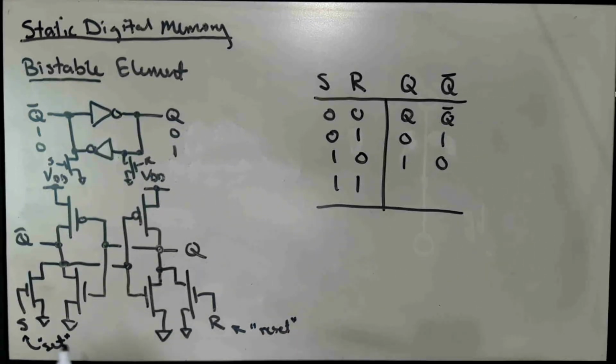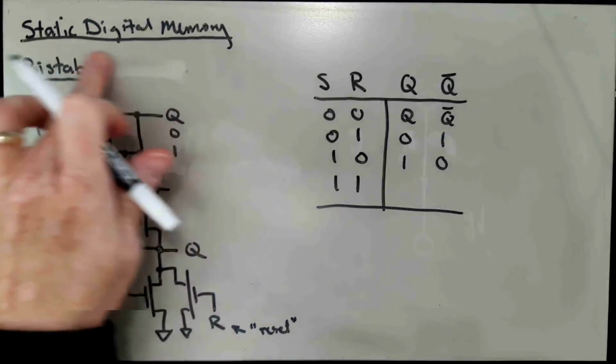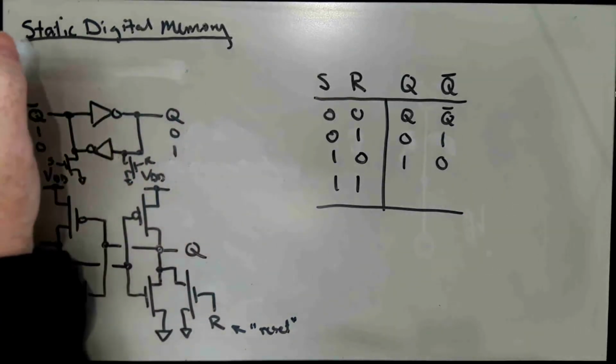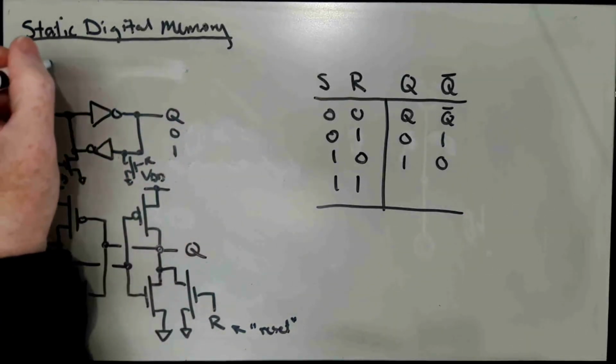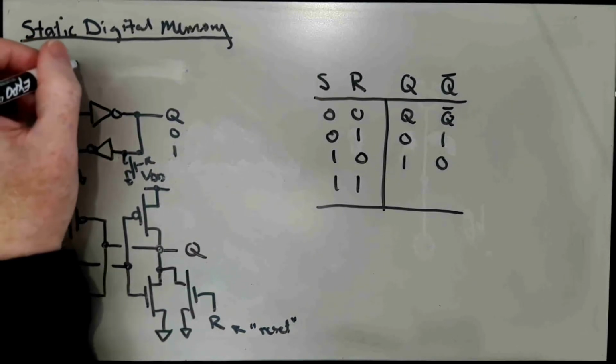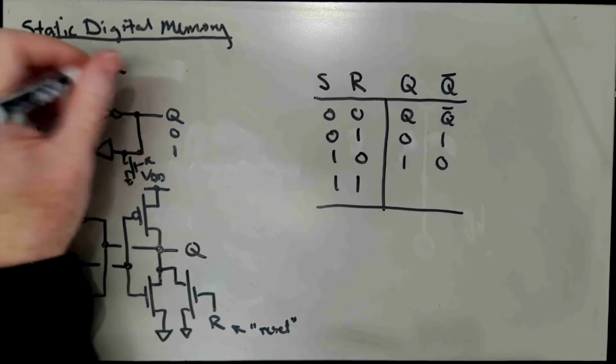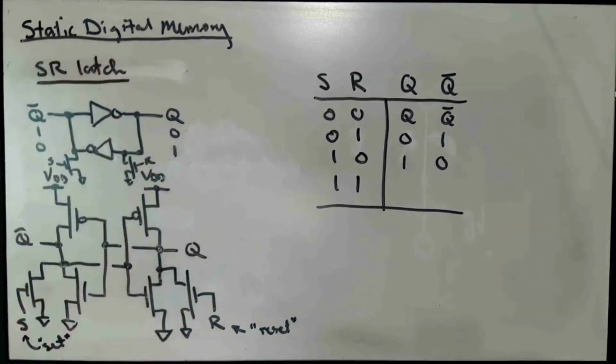And so these are called access devices. And these allow us to set the state of the bistable element. And that makes this bistable element into an SR latch. This is a so-called SR latch, a set-reset latch.